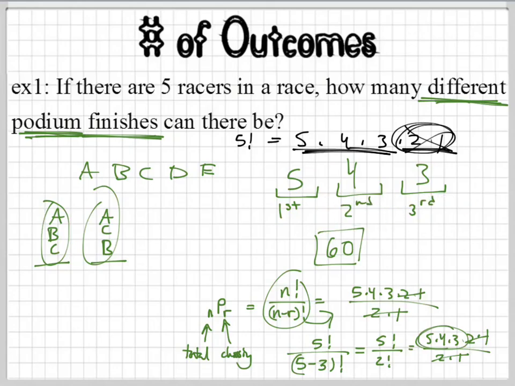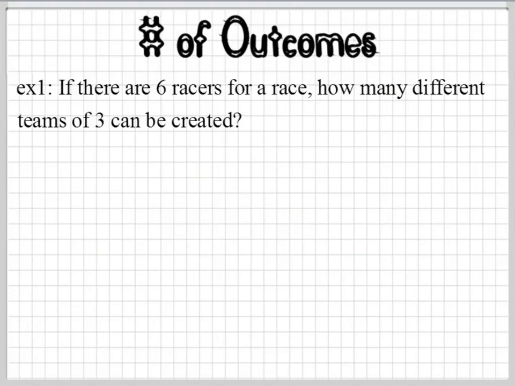So this is a permutation. This is when order matters. So here's a problem when order doesn't matter. Let's analyze it. It says, if there are 6 racers for a race, how many different teams of 3 can be created?